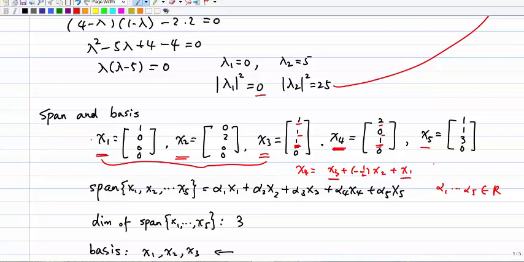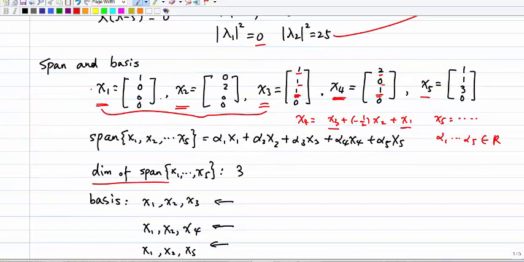So that will give, you can do the same thing, some linear combination of that, which means x4 is not linearly independent of x1, x2, x3. Okay, so the dimension of this span is 3, okay? The basis is fairly easy to say. You can say x1, x2, x3.